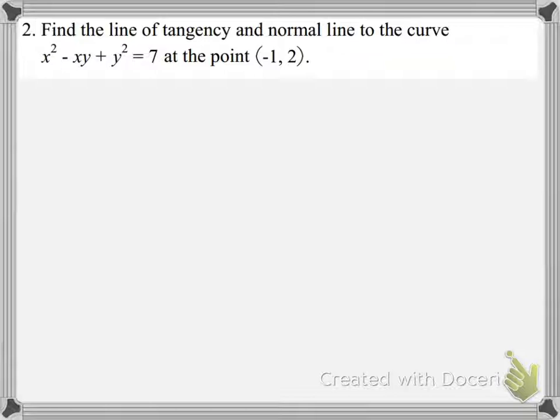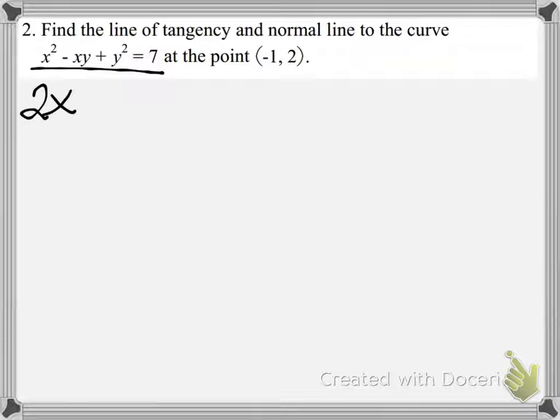Find the line of tangency. Well, we're going to have to take the derivative. It is not written explicitly. We're going to have to do implicit differentiation. So I guess I'm just going to skip the step of the d/dx of the entire function. Realize that we're going to just be taking the derivative of all of these individually. So the derivative of x squared is going to be 2x.